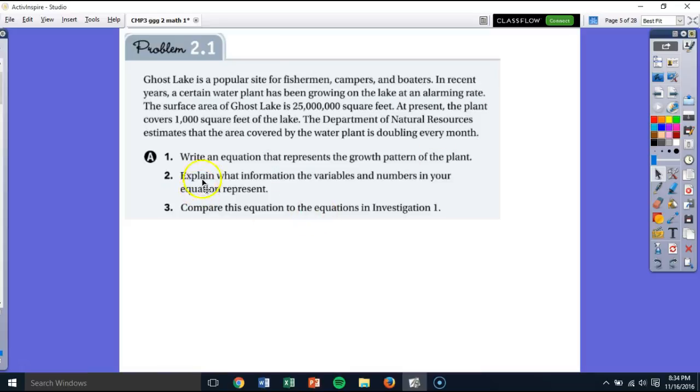So part A1, we're going to write an equation. A2, explain what information the variables and numbers in your equation represent. And 3, compare this equation to the equations in investigation 1. To give you a little more insight and possibly help you out in this, let's take a look at another short video here.